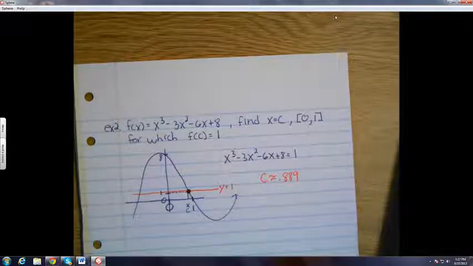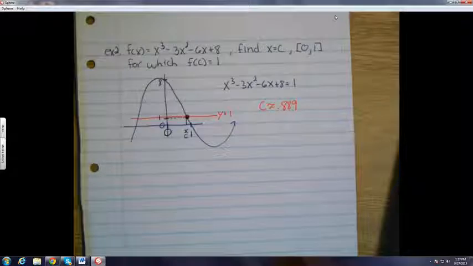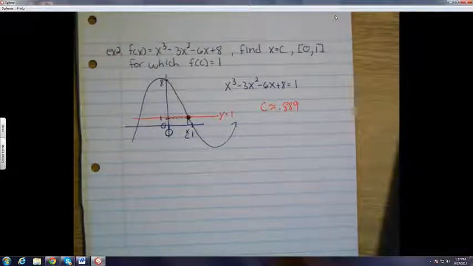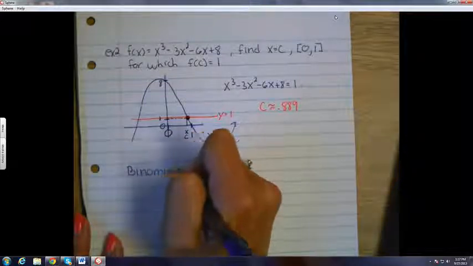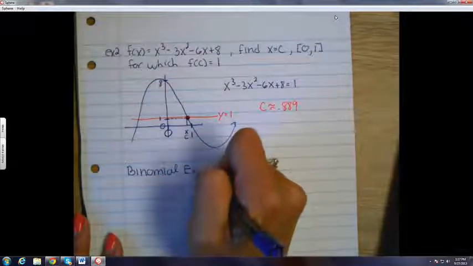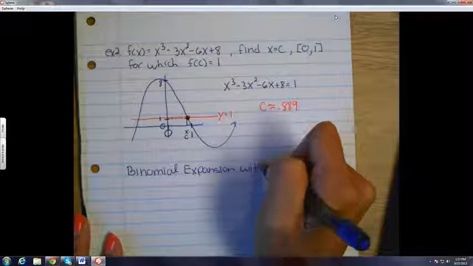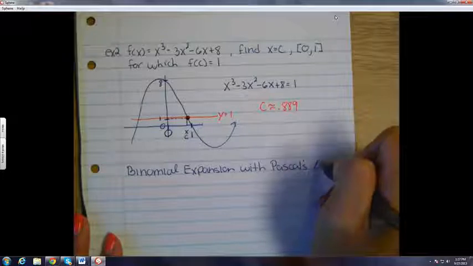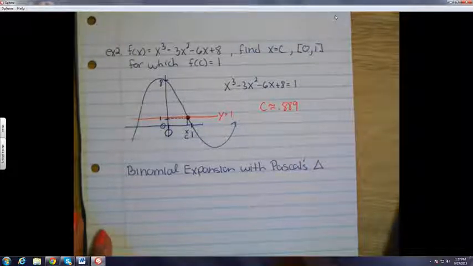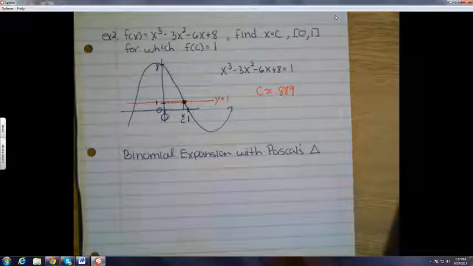Okay, that ends chapter 2. But since this was so short, there is a skill you need to use in the next chapter, which we're going to go over right now. So we are going to do binomial expansion with Pascal's triangle. Okay, this you should have done in advanced algebra. I'm not positive. I know when Mrs. Deacon taught it, she was sure to hit it. I'm not sure if Mr. Drew did or not. But binomial expansion.